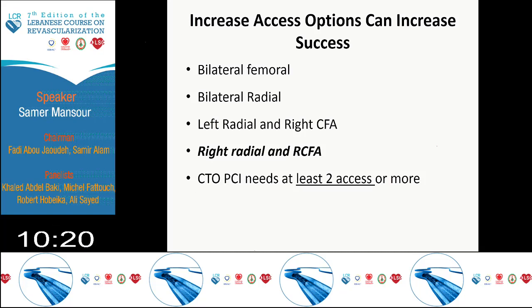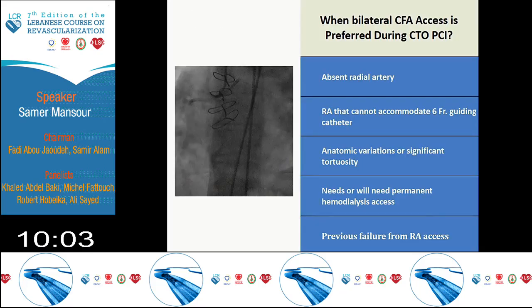We usually use right radial, right femoral. We put the femoral in the CTO artery and the right radial in the contralateral artery. For the majority of CTOs, you need at least 2 accesses. In some post-CABG patients, you may need 3 accesses: one in the LIMA, one in the donor artery, one in the left system.